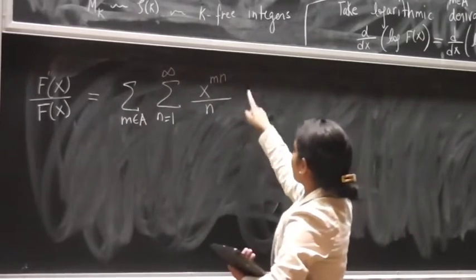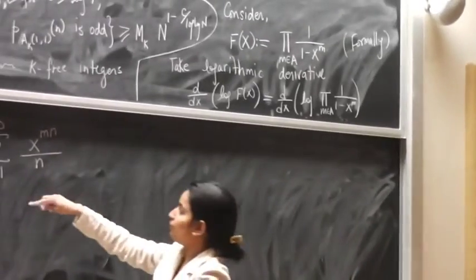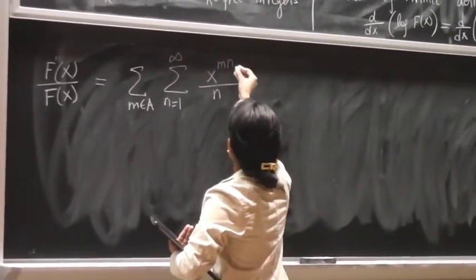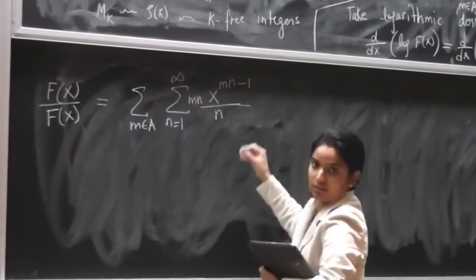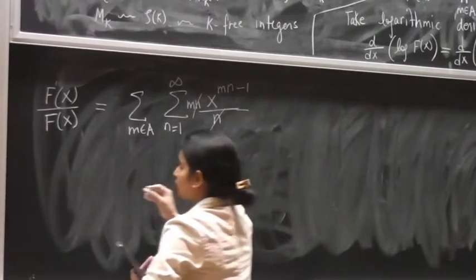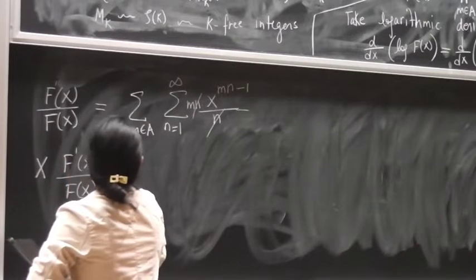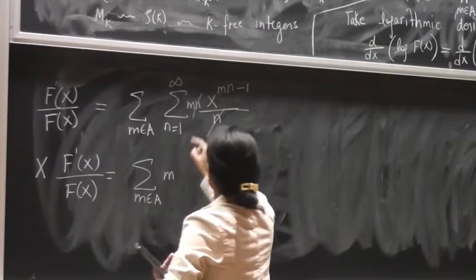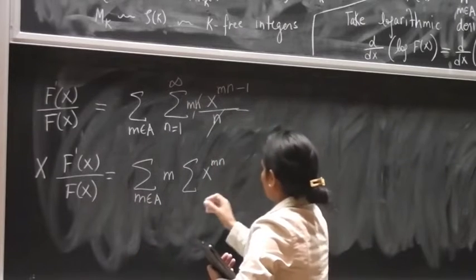But I need to differentiate this. So this was just the log of this product, which is given by a sum of logs of 1 minus x to the power m, that you get this. Now in order to differentiate this, you just bring down mn over here and you get minus 1 over here. And now n gets cancelled. And now in order to make this power nice looking, I'll just multiply by x both sides. So what I get is this: sum over m in A, I can write m over here and x to the power mn because of this.